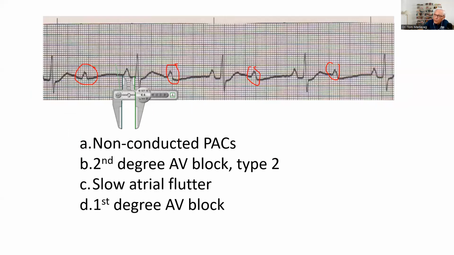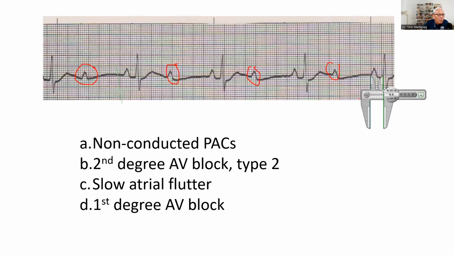Okay, so that's the PR interval here. It's the same PR interval here, and it's the same PR interval here and here. So therefore, there is a consistent PR interval. And a consistent PR interval is going to mean that this AV block is Mobitz type 2. So the correct response is letter B, a second degree AV block type 2.